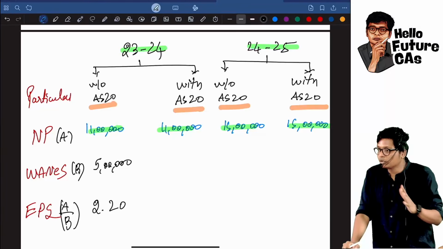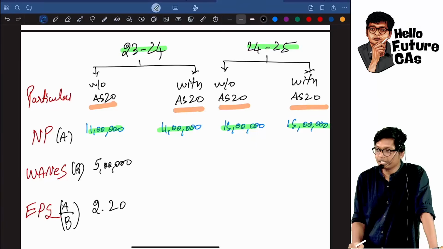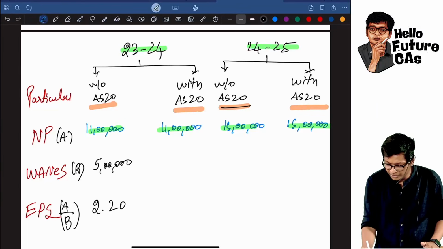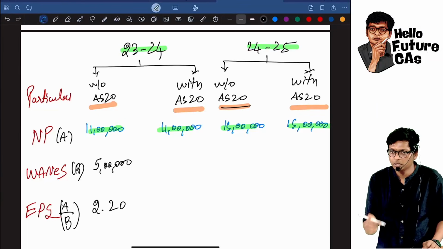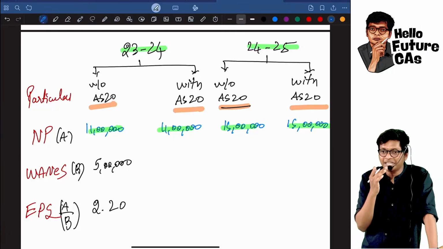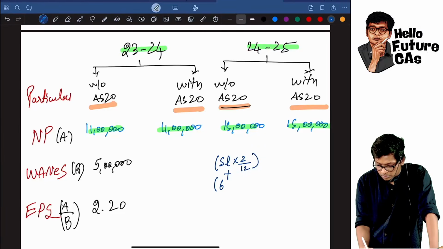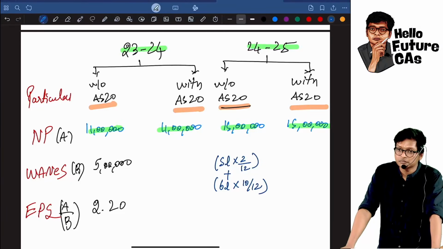Current year without AS20, the denominator will be how many shares? Without AS20, if you are doing only weighted average, it will be simple. 5 lakhs into 2 by 12 plus 6 lakhs into 10 by 12. Correct? Are you following, guys?